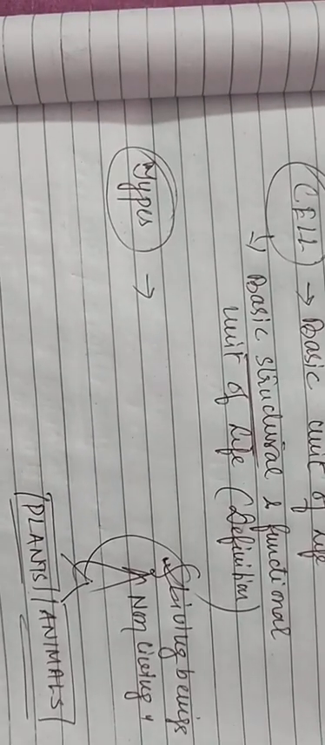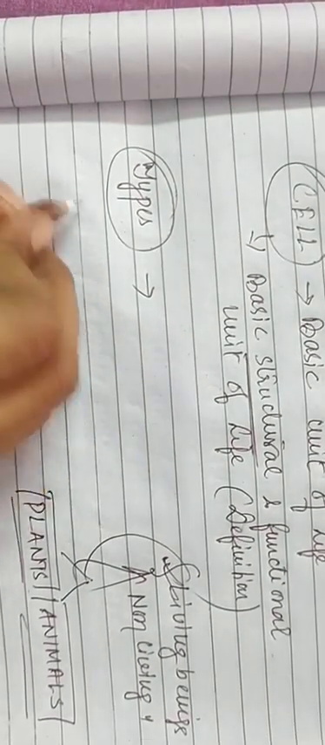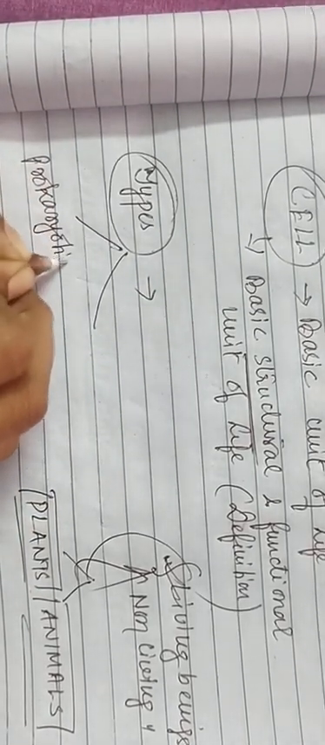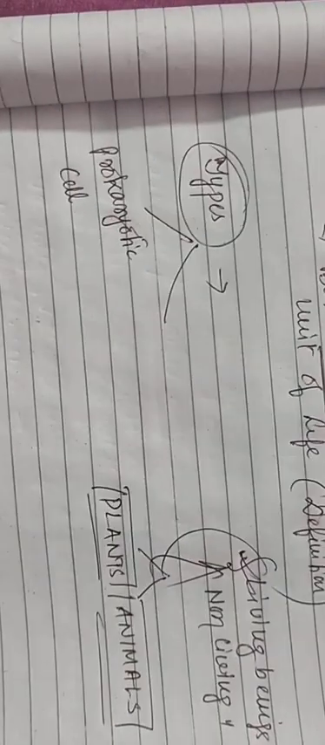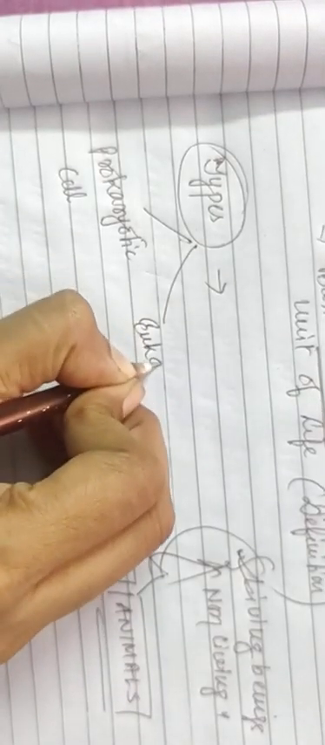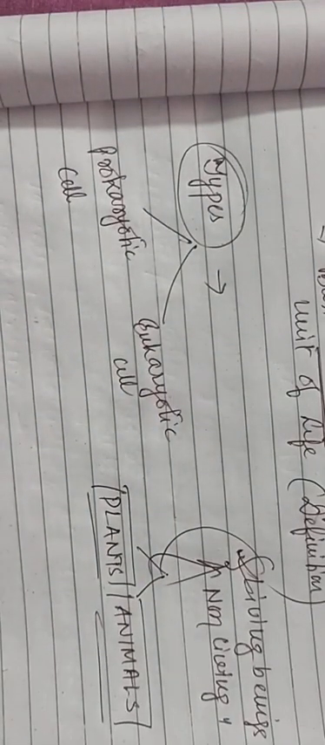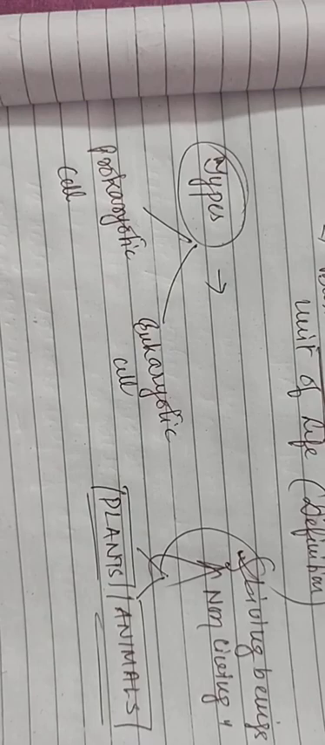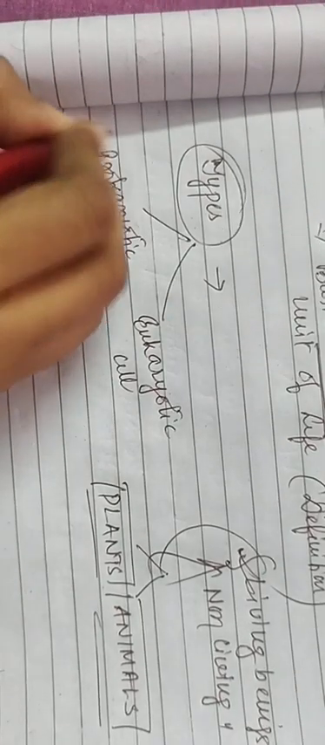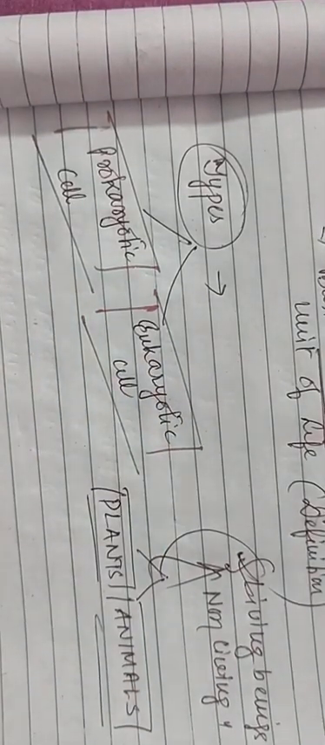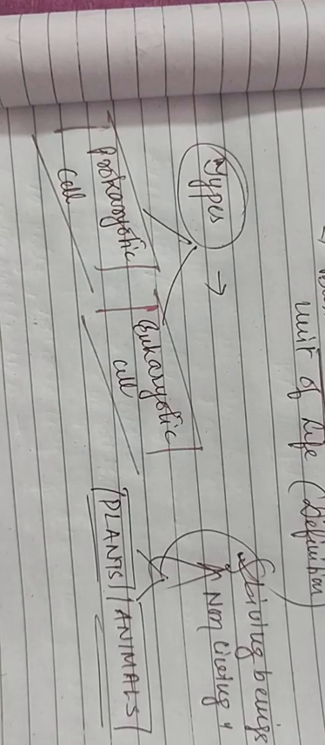So how many types of cells are there in our environment? There are two types of cell: prokaryotic cell, please remember this, it is important for your examination, and eukaryotic cell. The first one is the prokaryotic cell, the second one is the eukaryotic cell. So what is the meaning of the prokaryotic cell and what is the meaning of the eukaryotic cell? Then we have to remember this.